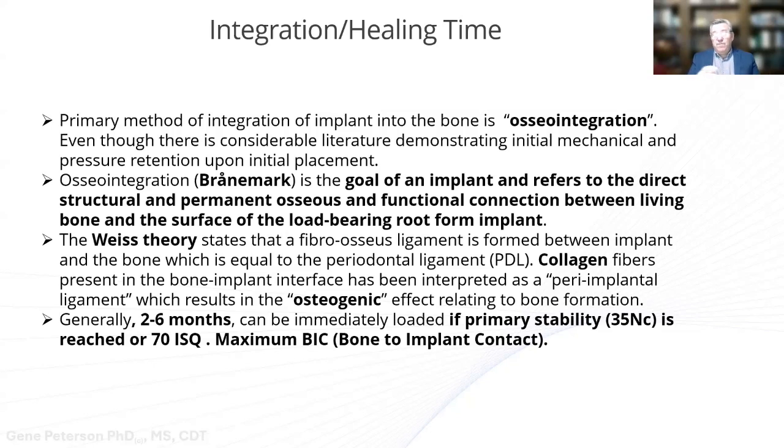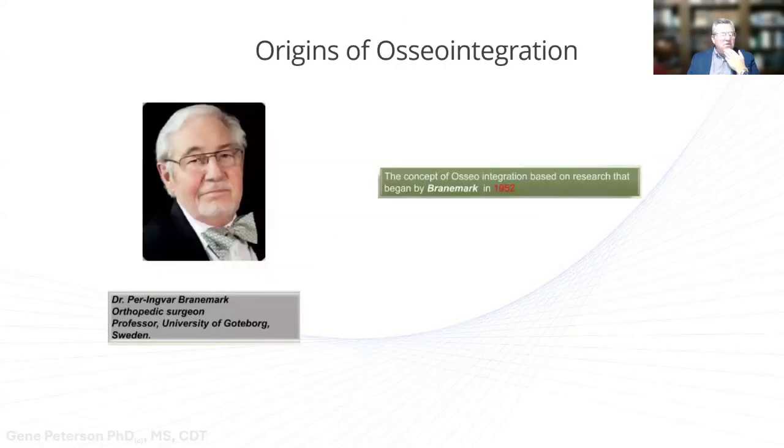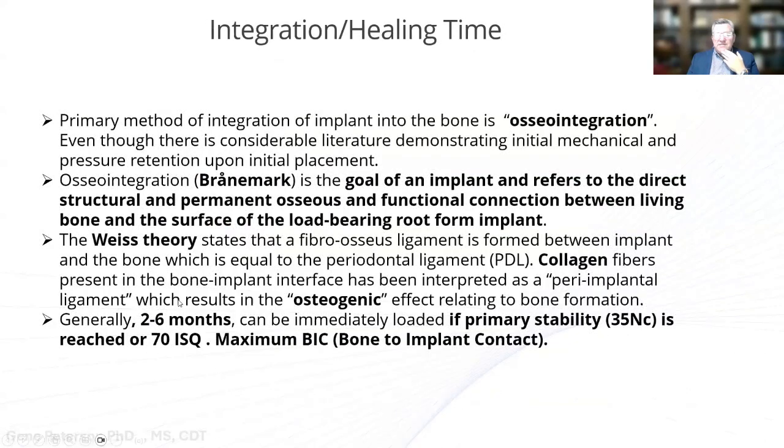So those two types of integration, I've got another slide about those in a second, contribute to stability and when an implant is integrated, generally 2 to 6 months. It can be immediately loaded if you have primary stability of 35 Newton centimeters, or you use an ISQ number, which is implant stability quotient. I think I do have a picture of that coming up here. I don't want to get too far ahead of myself, but you can get an ISQ number, which is basically a resonant frequency.